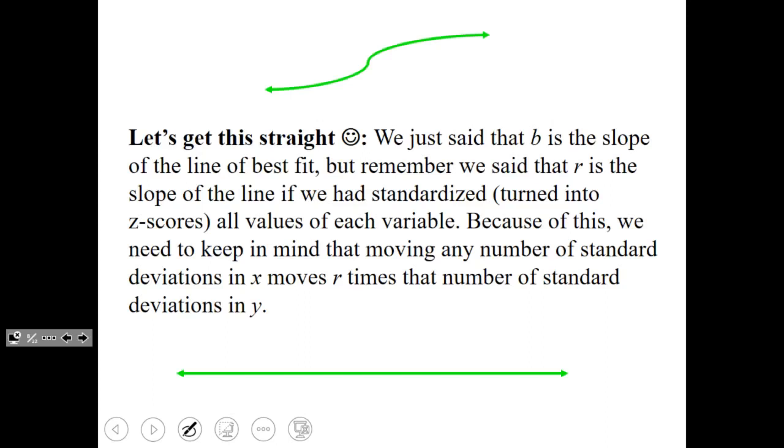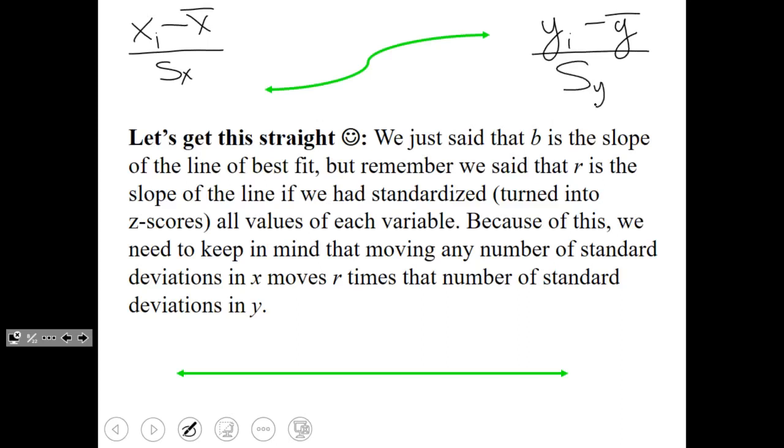Now, we've got some things right here. I said b is the slope of the line of best fit, and that's true. R is the slope of the line if we standardize our data. If I turned all my x's into z-scores and all my y's into z-scores, then I'd have standardized my data. What I mean is I would take my individual x's minus the mean of all the x's and divide by the standard deviation of the x's. Now, if I did that for every x, I'd have z-scores for every x. Similarly, I take all my observed y's minus the mean of all the y's, divide by the standard deviation of y. I've turned all my y data values into z-scores.